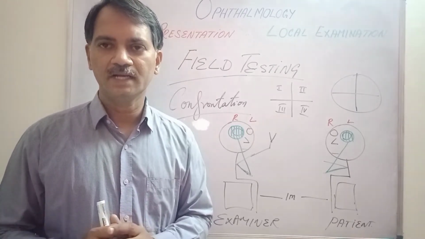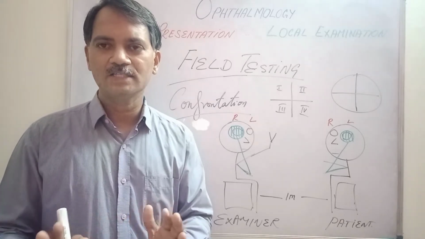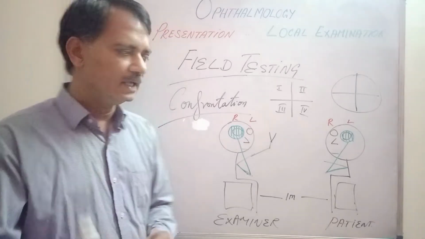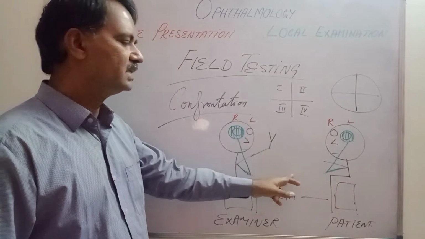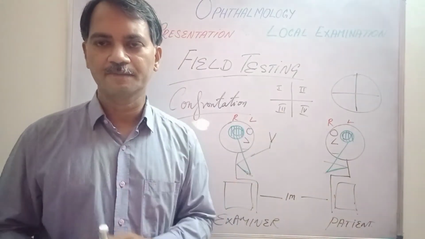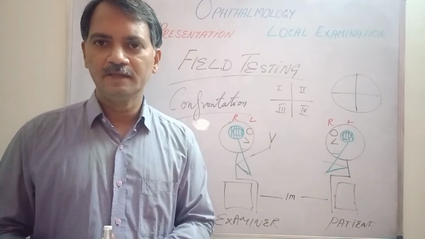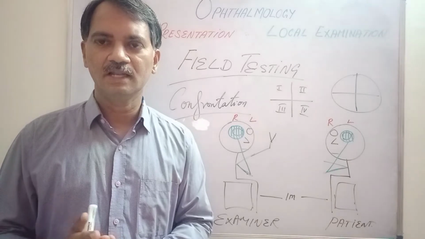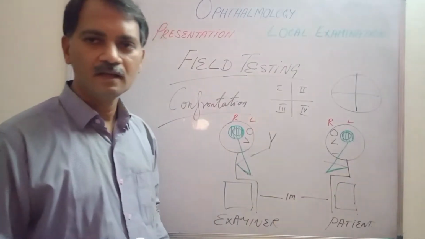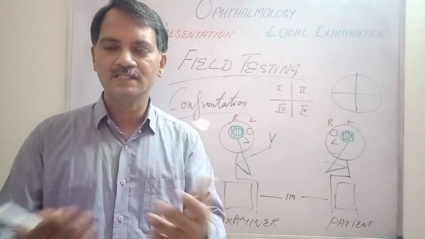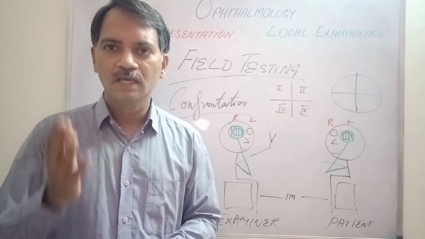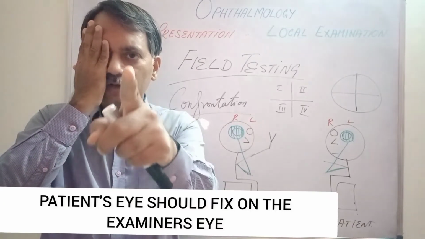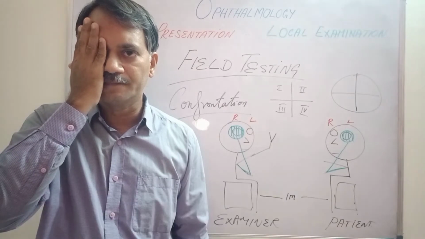Confrontation testing is usually done when the visual acuity is at least 1/60, or it should be more than halfway 60 to the minimum. The examiner and the patient has to sit in the opposite directions facing each other. If you want to test the right eye of the patient, you should ask the patient to close his left eye with his own hands. The examiner who is sitting facing the patient will close his right eye and he will keep the left eye open, and this left eye will look into the patient's right eye on the opposite side.